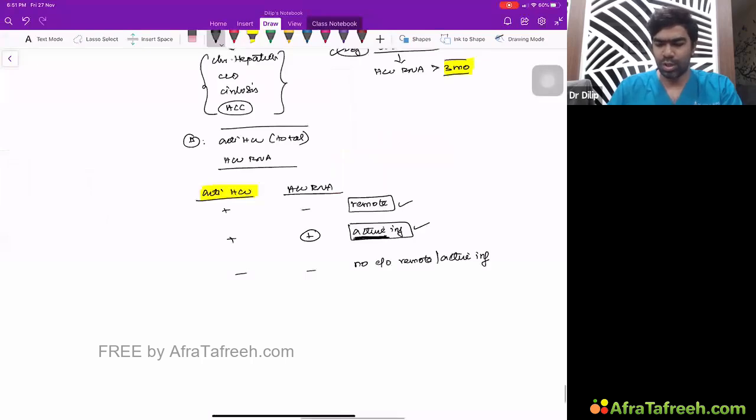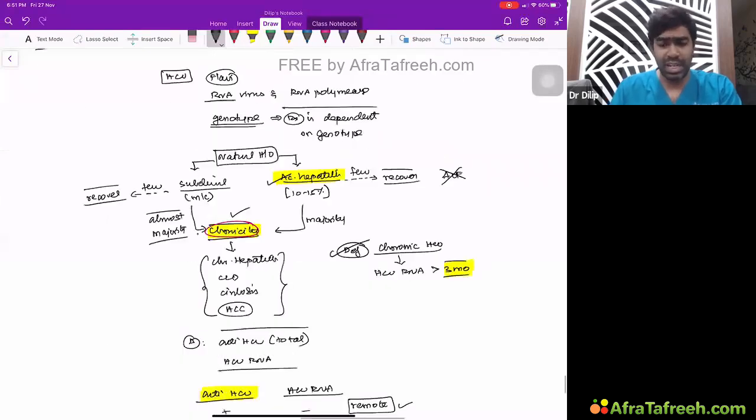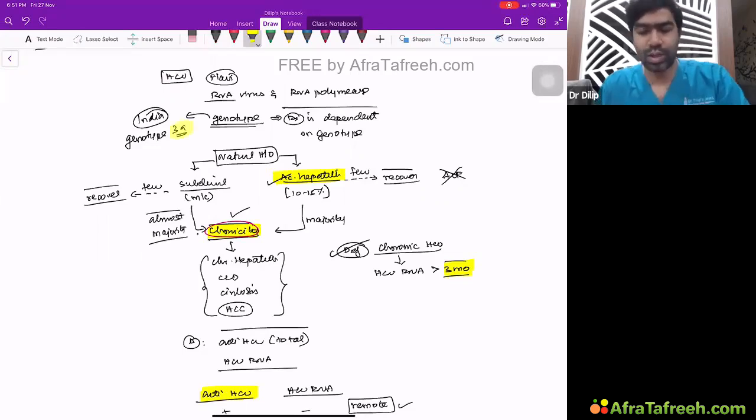But we are talking about genotypes here. What is the most common genotype in India? If they ask you, it's genotype 3. Within genotype 3 itself, there is something called 3A that is very common in India. So what are the peculiarities of genotype 3? In fact, this is discussed in many world conferences. There are some basic peculiarities of genotype 3A.